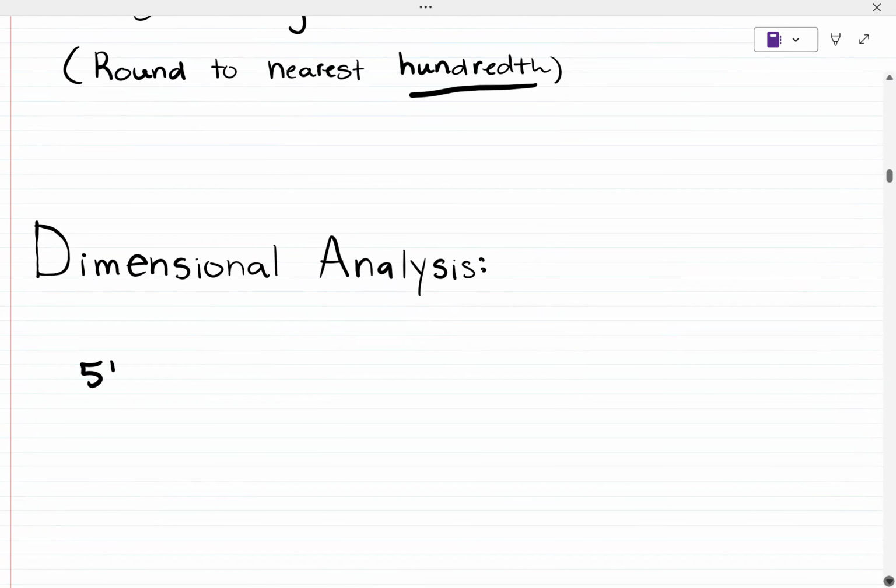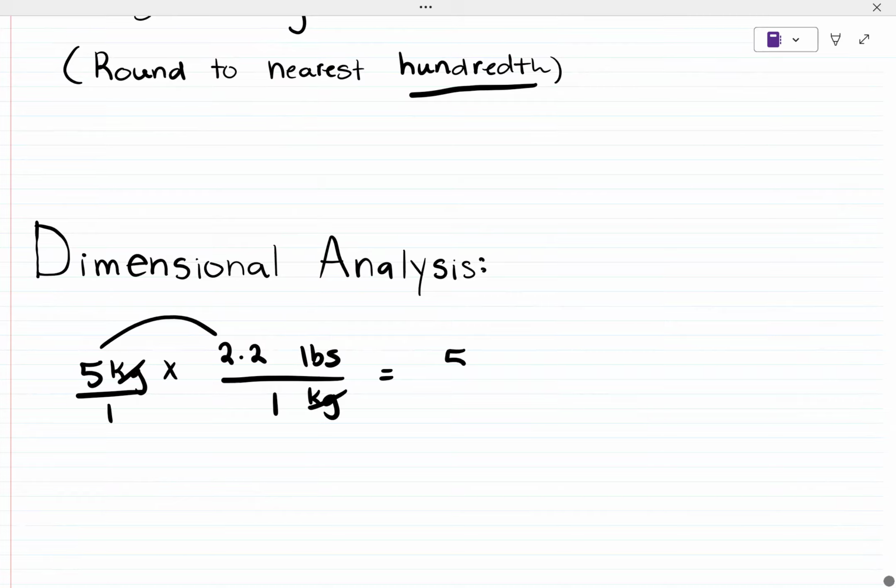So we were given 5 kilograms times a fraction, with kilograms on the bottom and pounds on the top, and an invisible 1 under the 5. And then what is the relationship between pounds and kilograms? We know that for 1 kilogram, there's exactly 2.2 pounds, right? And then the kilograms disappear and then multiply across. So you have 5 times 2.2, and then on the bottom it's 1, and you get 11 pounds.